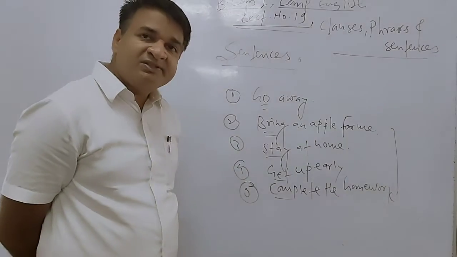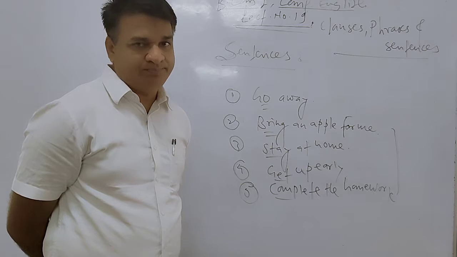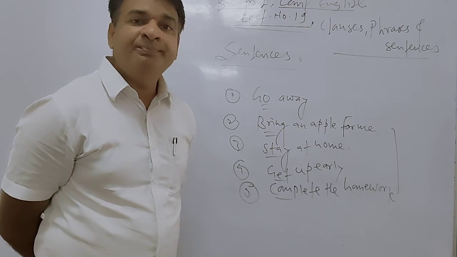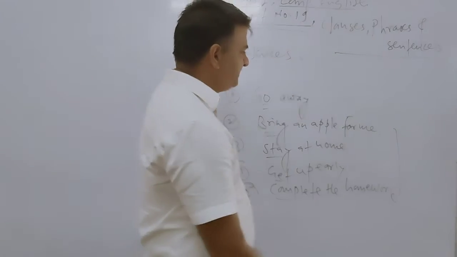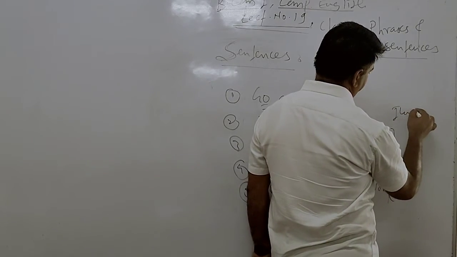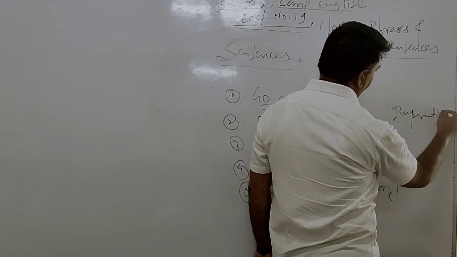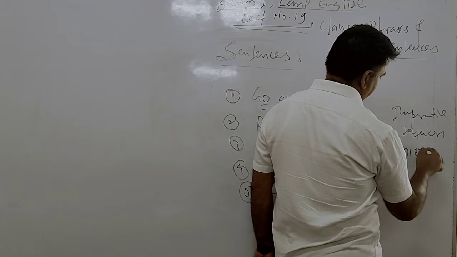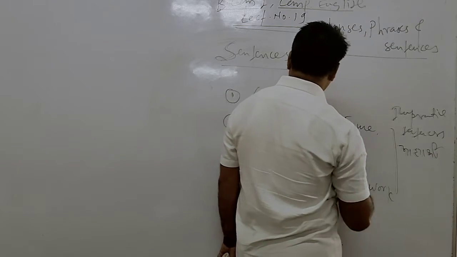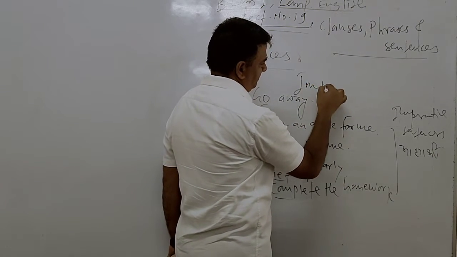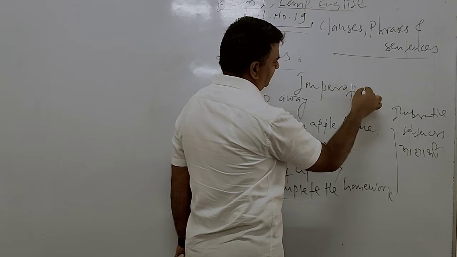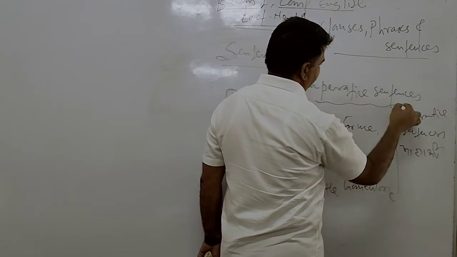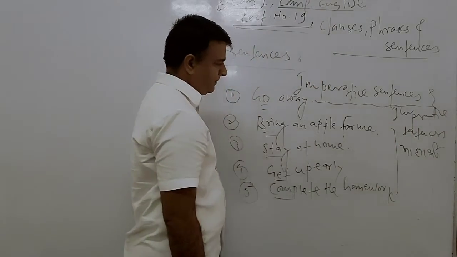So the sentences which begin with the verb are of imperative type. For example, imperative sentences, आज्ञार्थी, are known by this.